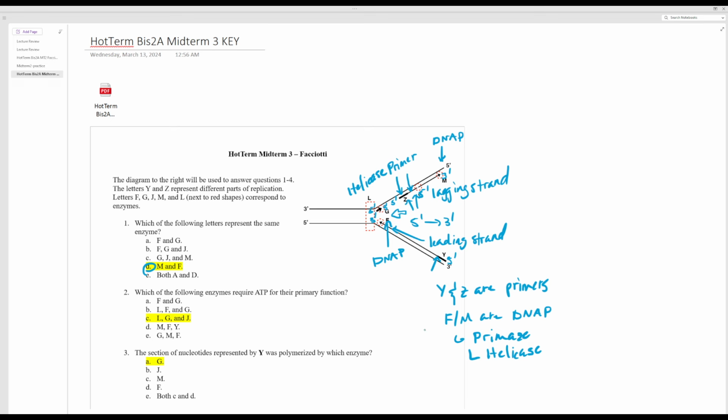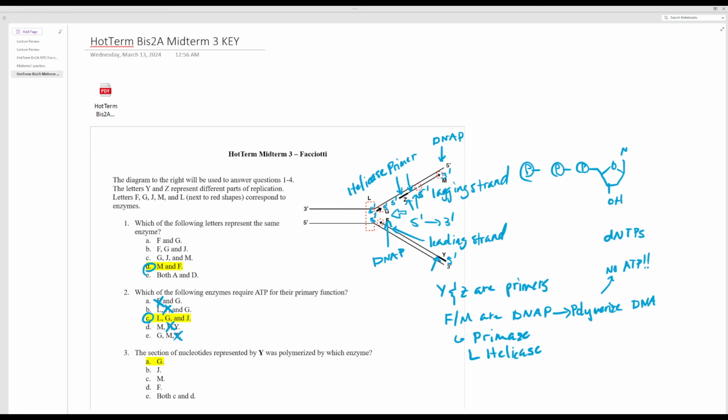Which of the following enzymes require ATP for their primary function? Well, the primary function of DNA polymerase is to polymerize DNA. Does this require ATP? No. No ATP. What it requires is dNTPs. So the dNTPs are some nitrogenous base with a lack of a 2' hydroxyl and 3 phosphate groups. So anything that has F and M doesn't work. So that one doesn't work. That one doesn't work. That one doesn't work. That one doesn't work. So that only leaves us with C as an answer, but we can go through it.